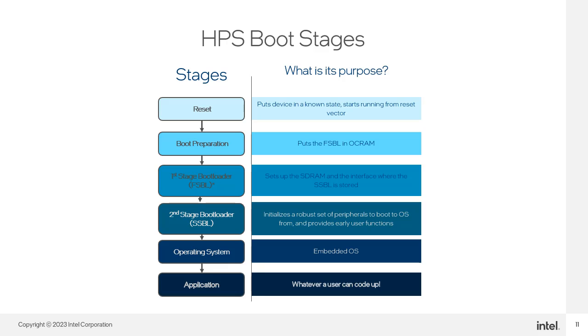Then the second stage bootloader initializes a robust set of peripherals to boot Linux OS or Zephyr from, and provides early user functions. The operating system stage starts the embedded OS and goes all the way to the application. You can configure to boot from QSPI attached to SDM, or the default option, SD card, for example.